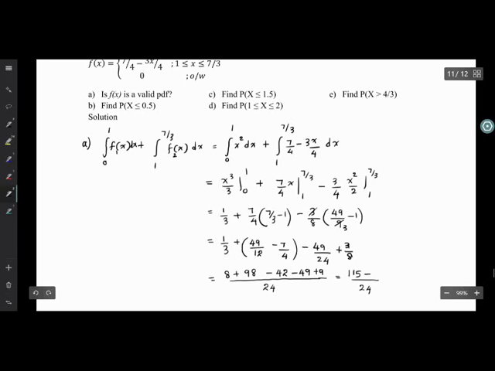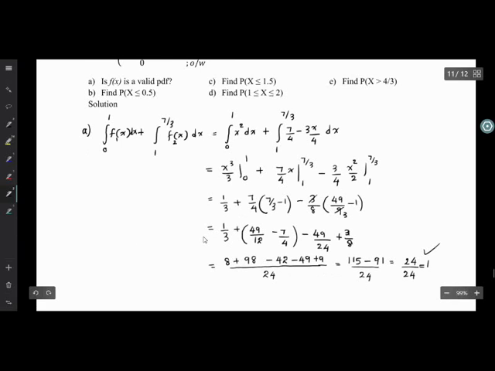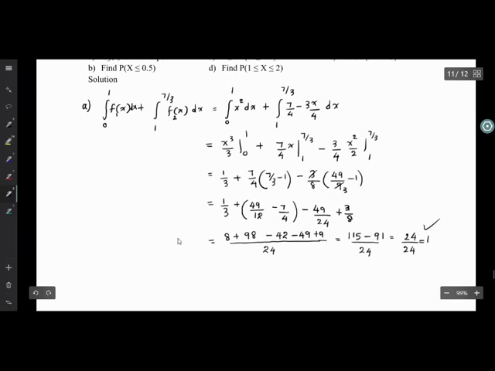minus 42 plus 49, 91. So 115 minus 91, you get 24. So 24 over 24 is 1. So this is a correct PDF. Okay, so this is a valid PDF.